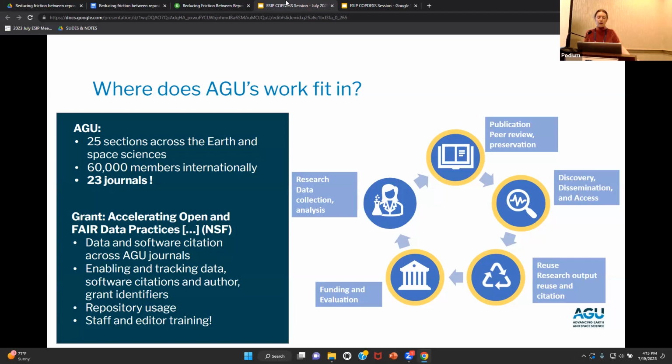The grant is designed to enable and to track data and software citations, as well as author information and grant identifiers. We're also looking at repository usage across AGU journals, and we're working on staff and editor training. Because there's a lot of staff time and a lot of editor guidance that needs to happen, as Kirsten mentioned.